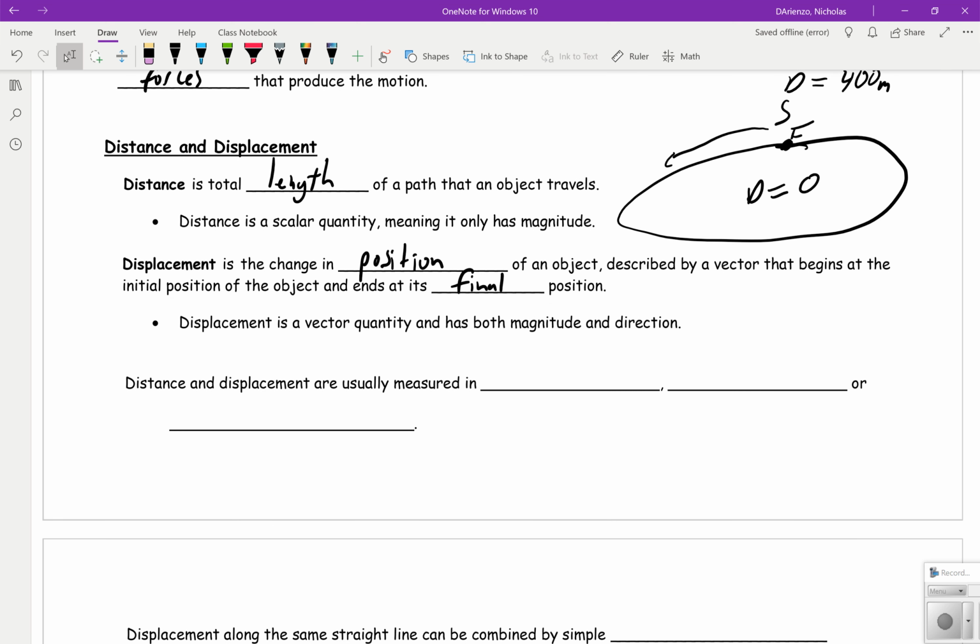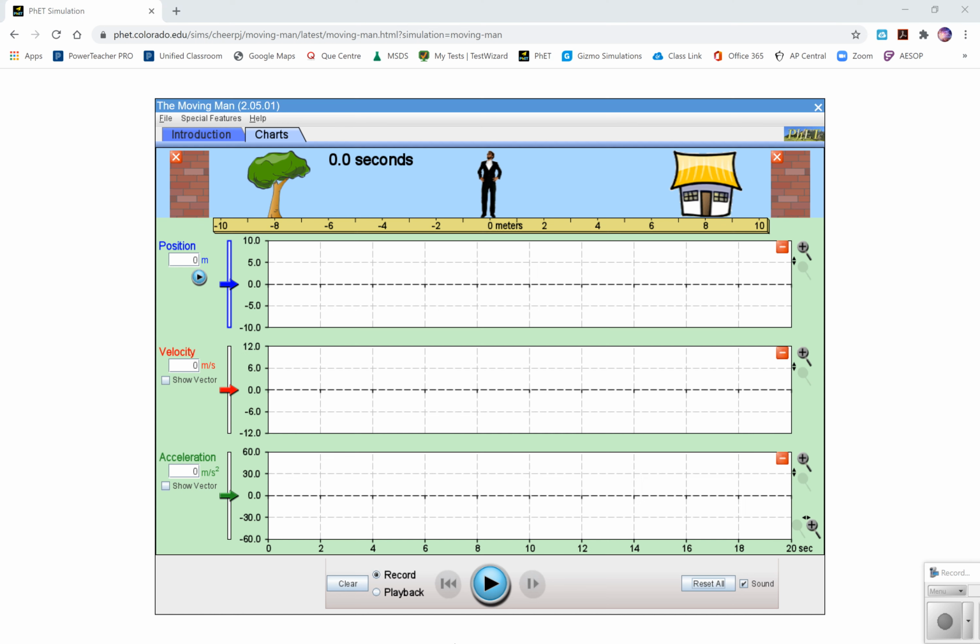So distance and displacement are usually measured in our SI unit of meters. We also might see it, depending on what we're talking about, in centimeters, or we'll go a couple bigger, kilometers. Now our little buttoned up tuxedo guy up here, we'll show you a little bit of difference here.